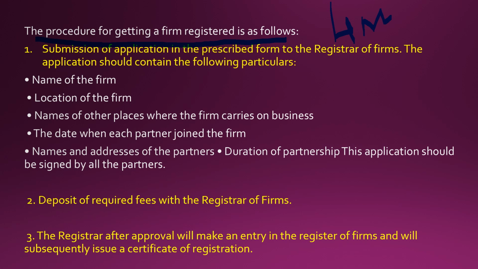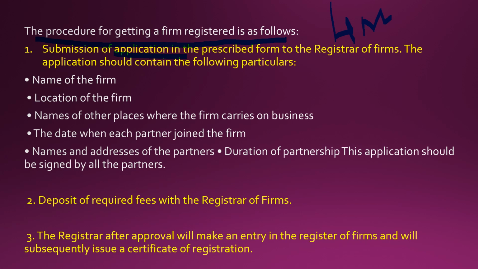First thing is you need to go to the registrar office. There'll be a person sitting there. You need to tell him, I want an application form for a partnership firm. He'll give you an application form. You take that application form and you fill it. What all will be there in that application form?